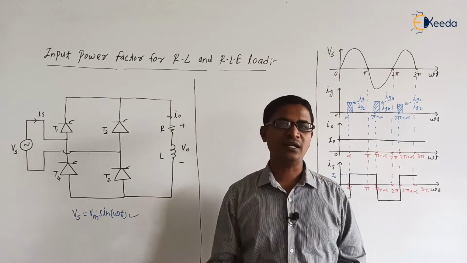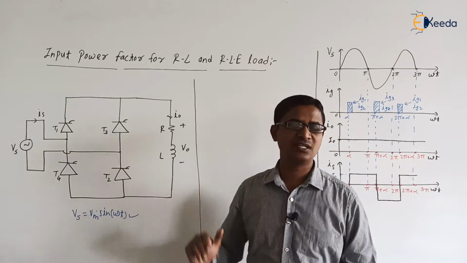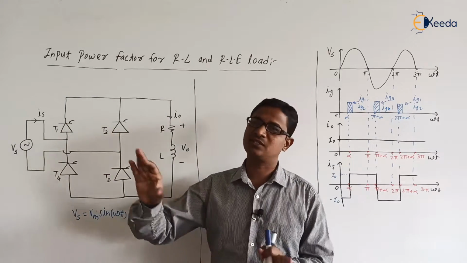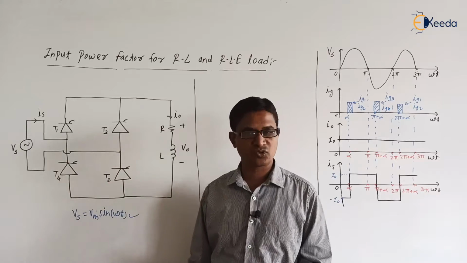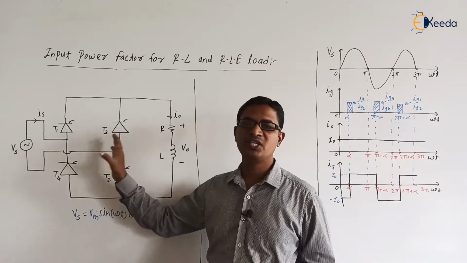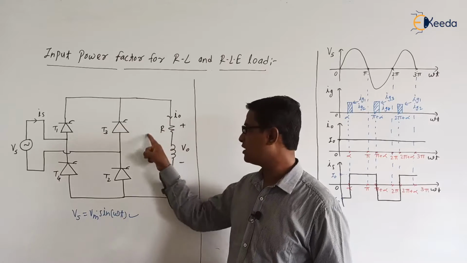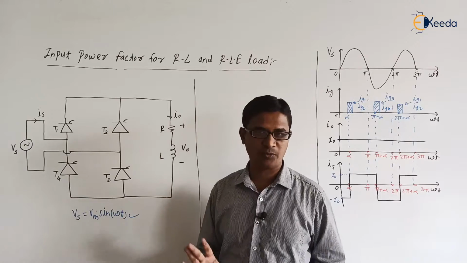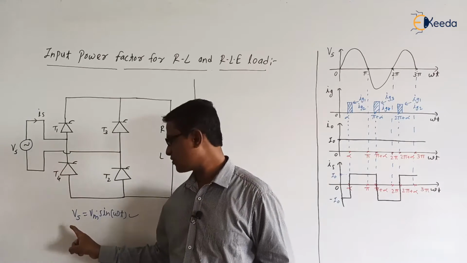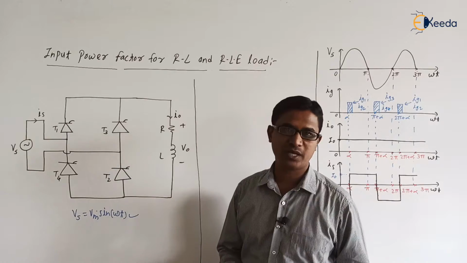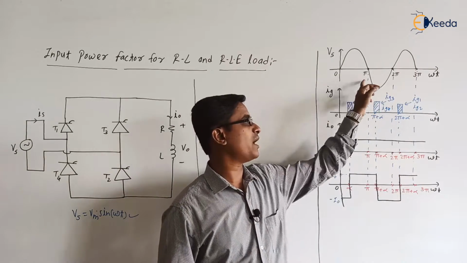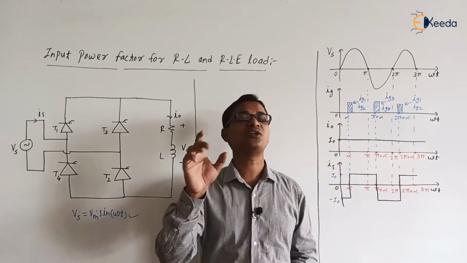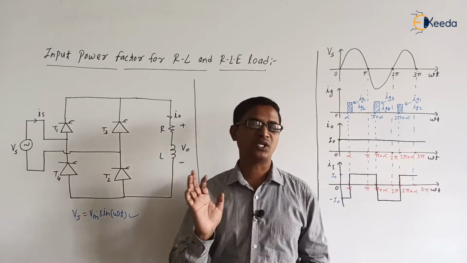So in order to understand how to find the input power factor, let us consider a circuit which is a fully controlled bridge configuration. You can consider the center tapped transformer configuration also, or you can consider it as a bridge configuration. Next, the load here I have considered as an RL load. You can consider it as an RLE load also, no problem. Input is Vs, which is equal to Vm sine omega t. From 0 to pi Vs is positive, pi to 2 pi Vs is negative. So here the supply voltage is a pure sinusoidal.